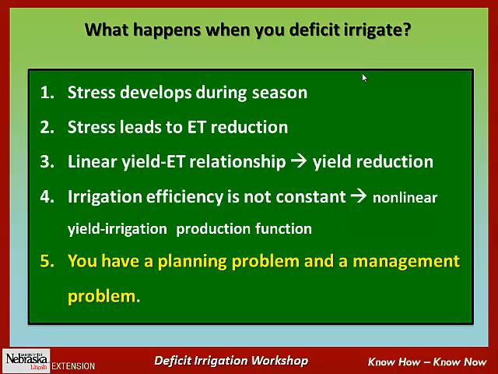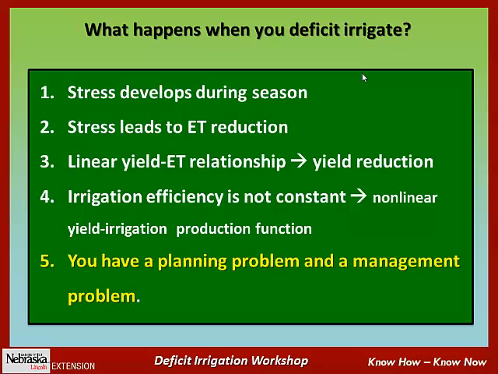I want to convince you that irrigation efficiency is not a constant value. We talk about pivots being 90% efficient. Well, I can mismanage it and be a lot less than that, but I can also, in deficit irrigation, get a lot more efficient when I stress the system a little bit. And then additionally, towards the end of the day, we're going to talk about planning problem versus a management problem.